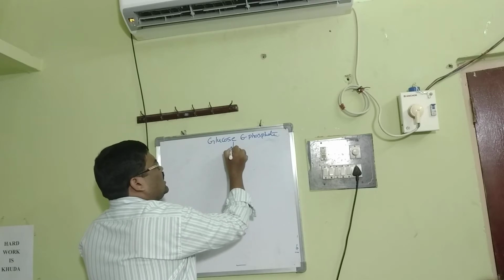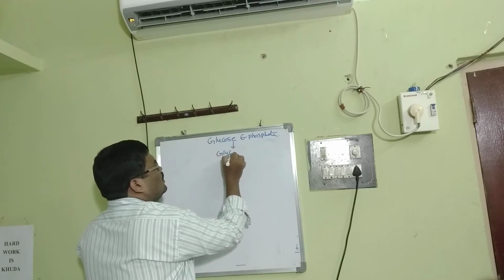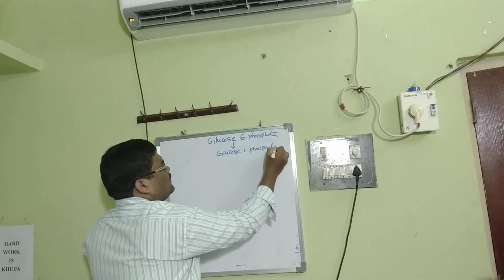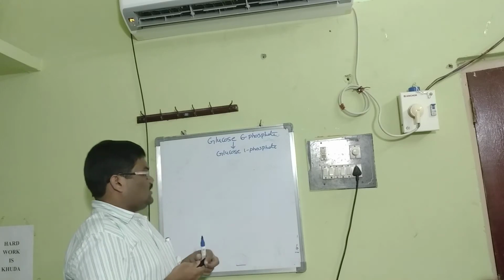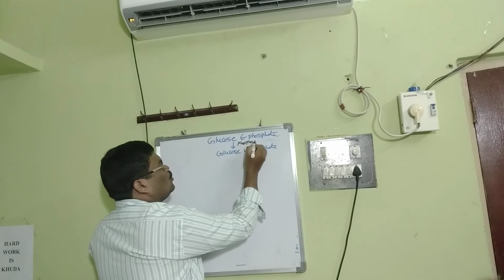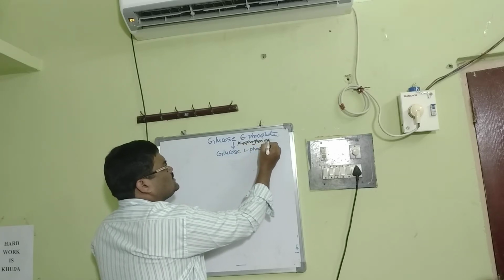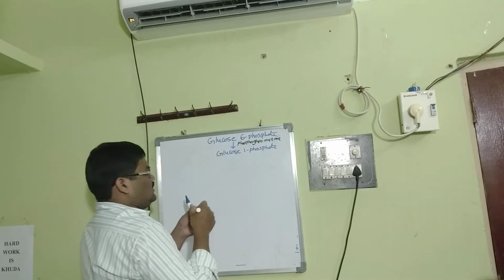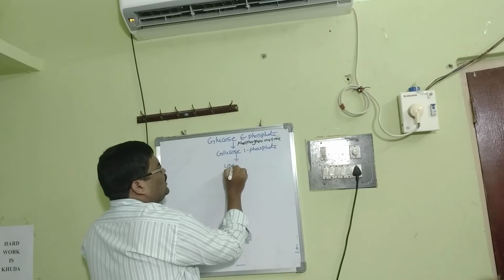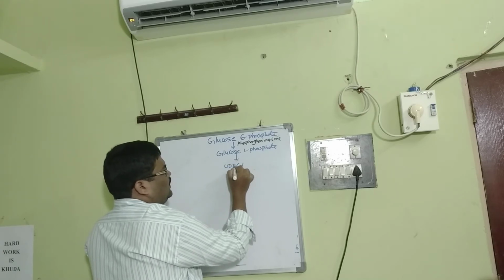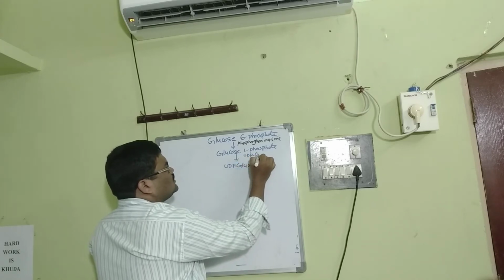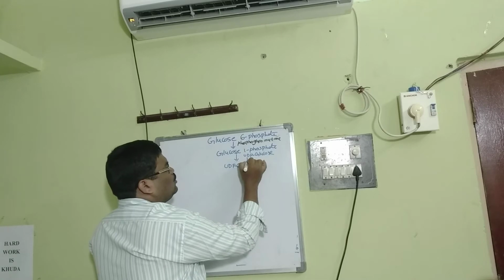Then it converts into glucose 1-phosphate by means of the enzyme phosphoglucomutase. Then glucose 1-phosphate becomes UDP glucose by UDP glucose pyrophosphorylase.